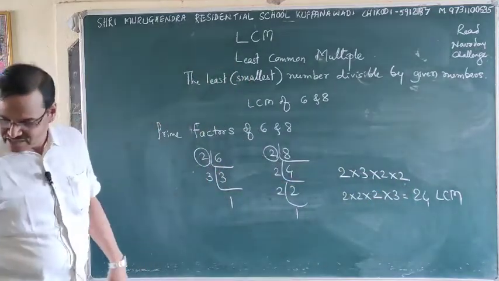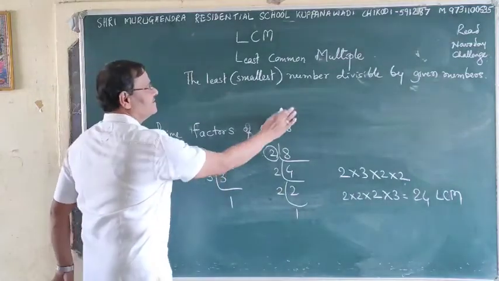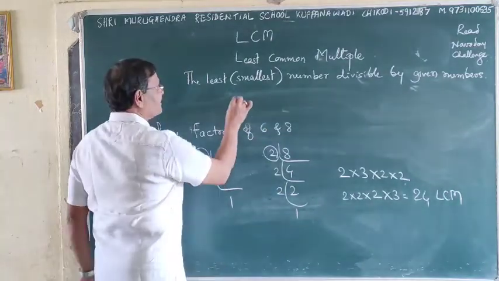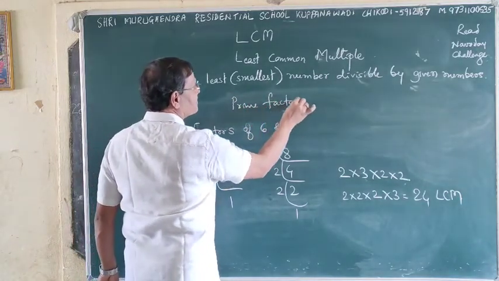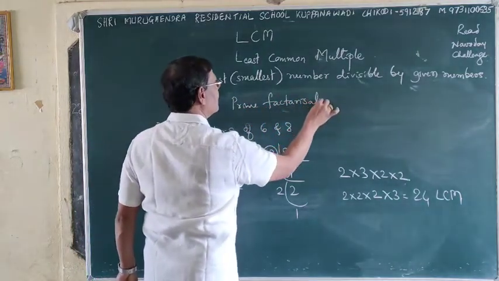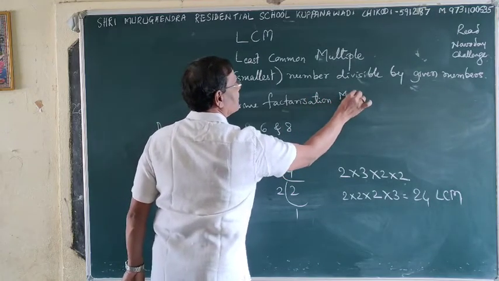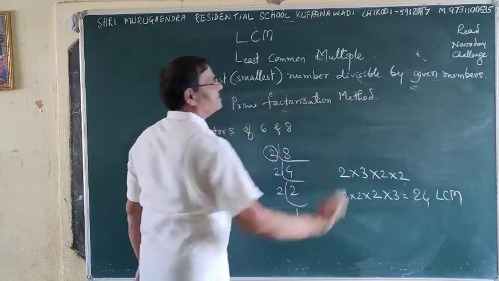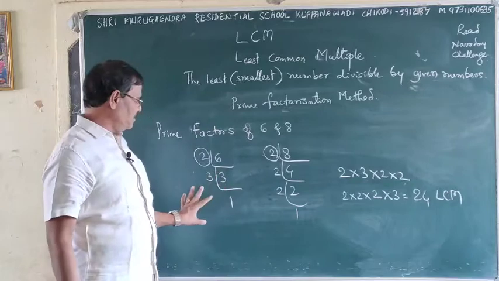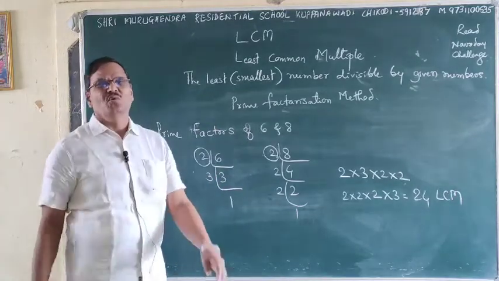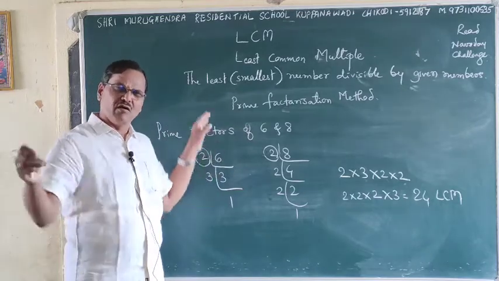So this method is called the prime factorization method. What is it called? Prime factorization method. Okay. This method is also the same only. It is also taking a lot of time.